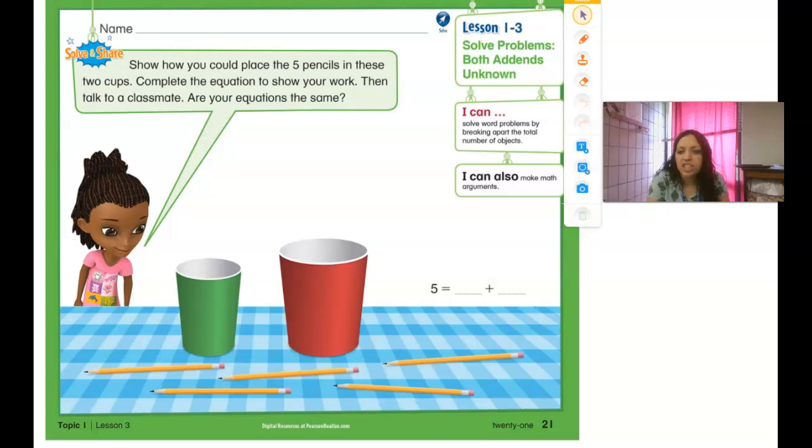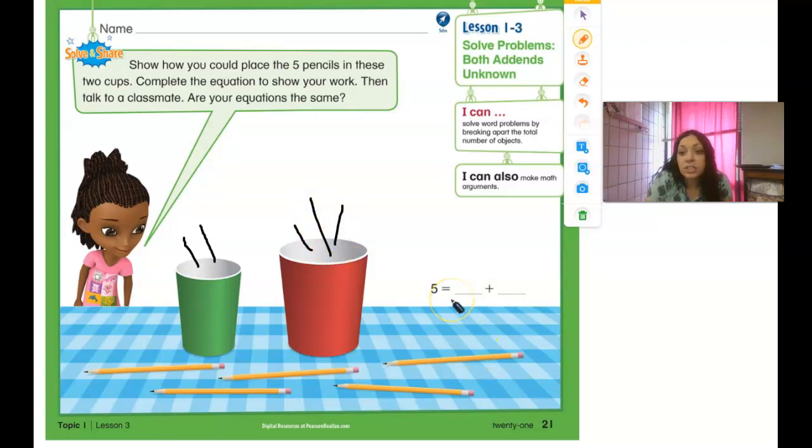So our solve and share is a little bit different today. It says, show how you could place the pencils in the two cups, and then we're going to make an equation. So you could do it several ways. We know we have 5 pencils, so we're just going to choose to move some of the pencils in each cup. So maybe I want to put 2 pencils in here, and then 1, 2, 3 pencils in here.